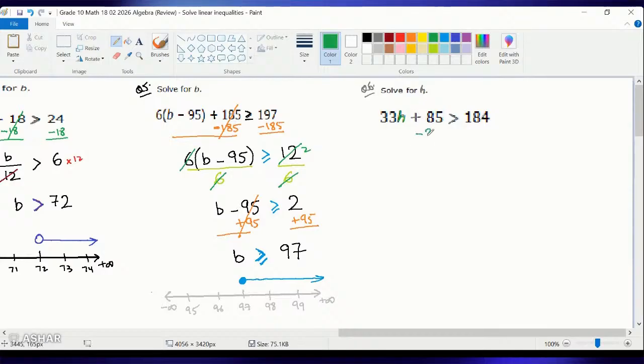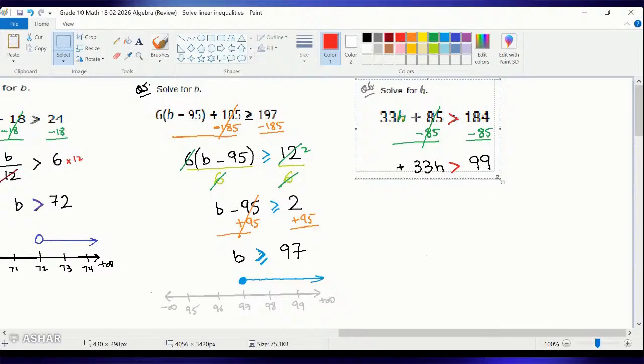So we subtract 85 on either side because we need to remove the 85. So can we say 33h is greater than 184 minus 85, which would be 99. Since this is positive, we do not have to change the sign. We do not have to flip the sign. Agreed? Okay, the next question I'll do with a change in sign.